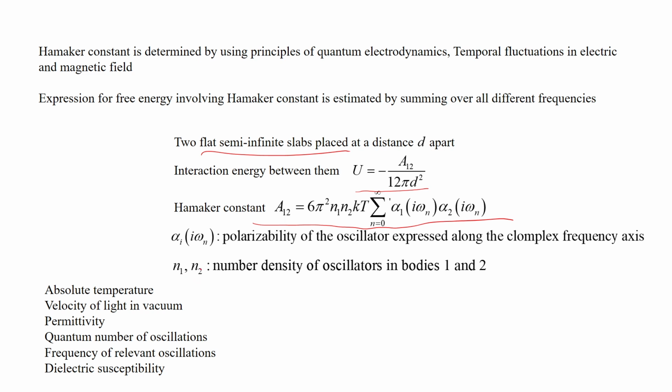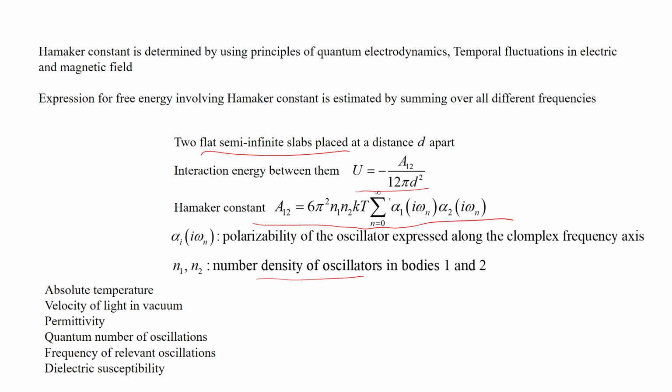Now, this Hamaker constant is essentially determined from electrodynamics and quantum mechanics, and their fluctuations and oscillators. So, all those concepts are there, and therefore I will not go into detail there. This N1 and N2 are the number density of oscillators in body 1 and body 2.